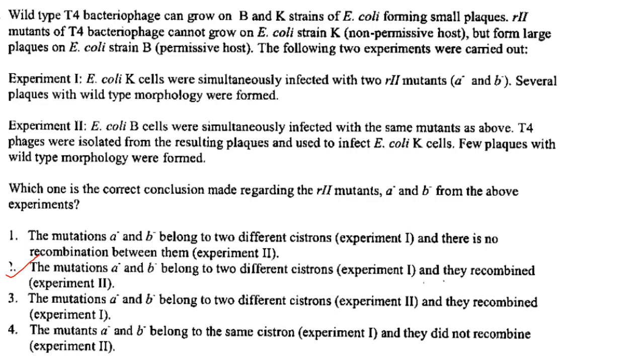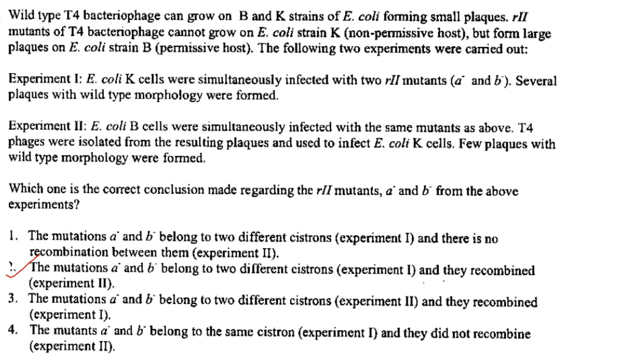The next one. Wild type T4 bacteriophage can grow on B and K strains of E. coli, forming small plaques. R2 mutants of T4 bacteriophage cannot grow on E. coli strain K, that is the non-permissive host, but form large plaques on E. coli strain B, that is the permissive host. The following 2 experiments were carried out. Now wild type T4 bacteriophage can grow on B and K strains of E. coli and forms small plaques. That is your wild type. It forms small plaques on both B and K strains of E. coli.